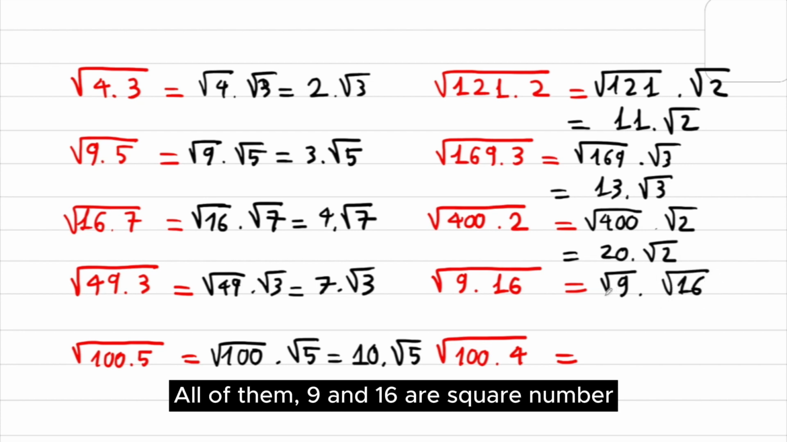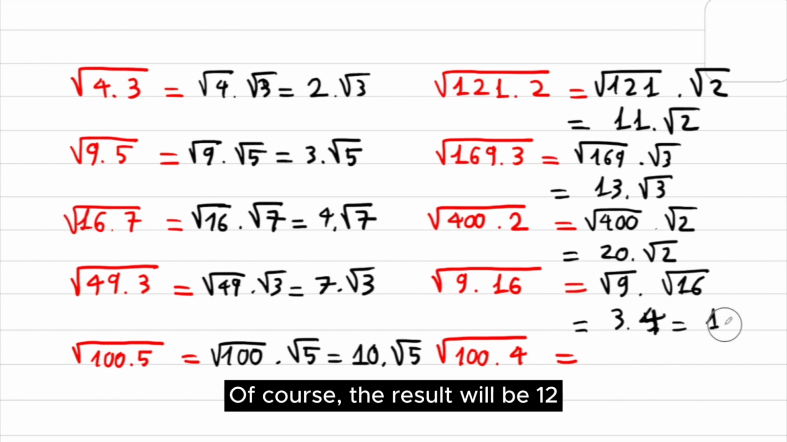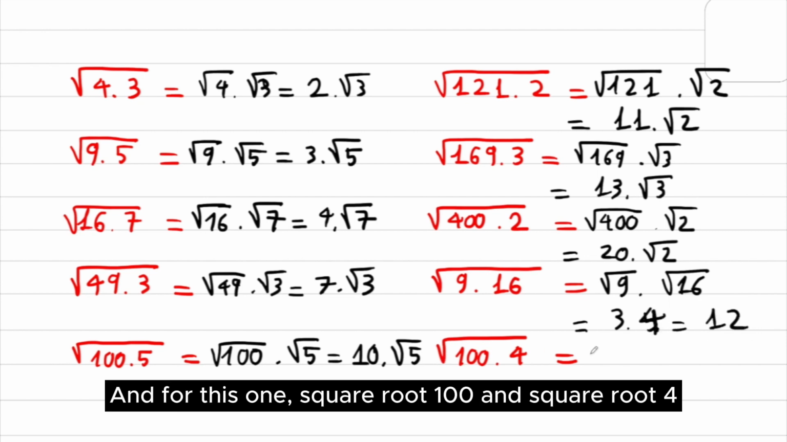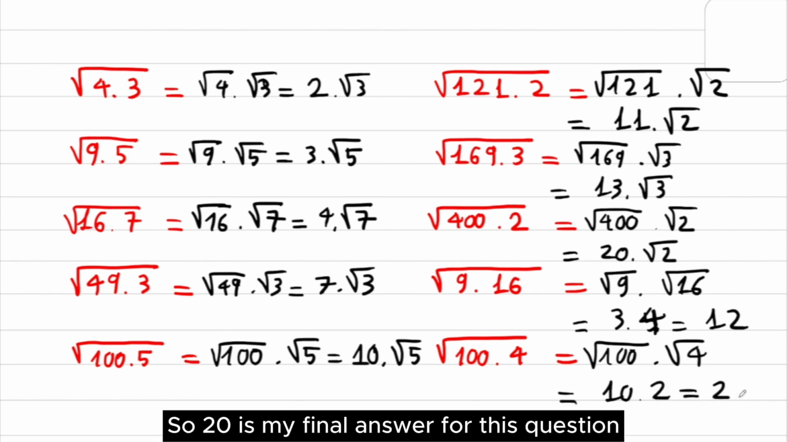All of them, 9 and 16 are square numbers. So I've got here is 3, here is 4. Of course, the result will be 12. And for this one, okay, square root of 100, you got 10. And you obtain from this one is 2. So 20 is my final answer for this question.